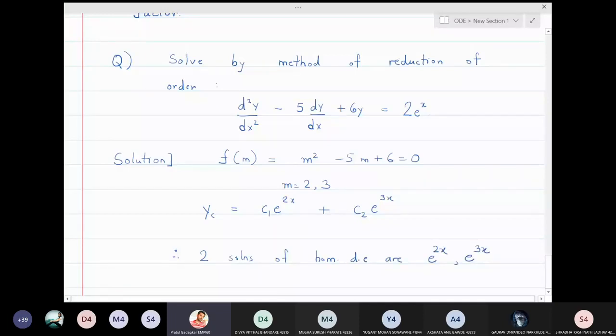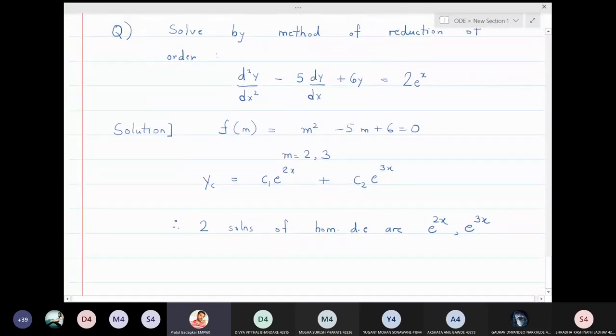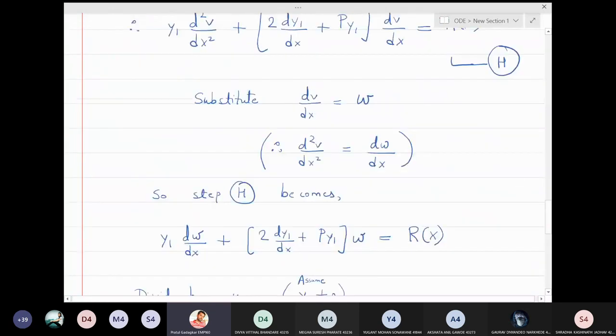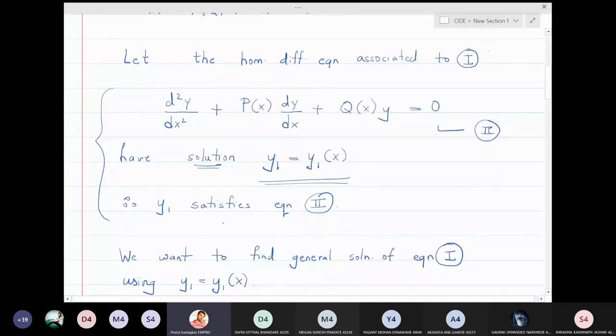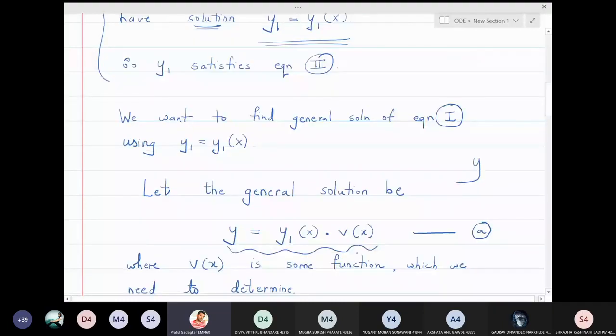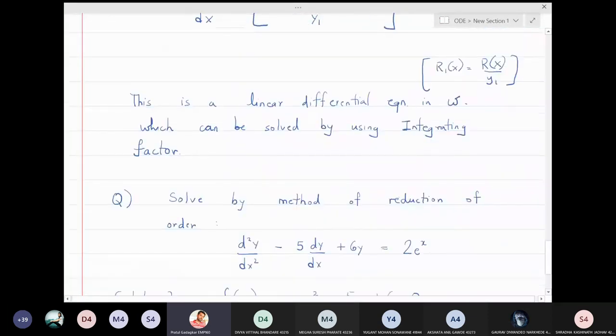So it is our choice, I can choose any one as y1. So what does the method need? Let me recollect the method quickly. We need only one solution of the homogeneous differential equation. So y1, I will either choose e raised to 2x or e raised to 3x. Once I choose y1, my next important step will be taking y equal to y1 into v, and then when I differentiate, double differentiate and substitute in the original differential equation, I get a linear differential equation at the end. Okay, this is how we are going to proceed.